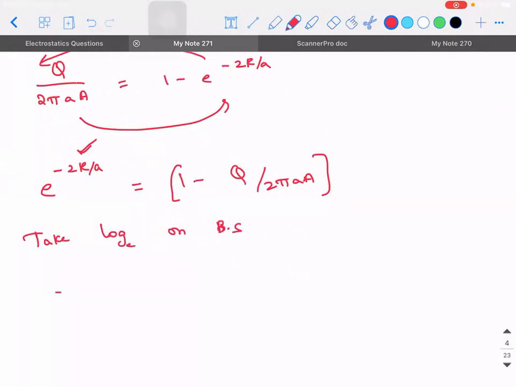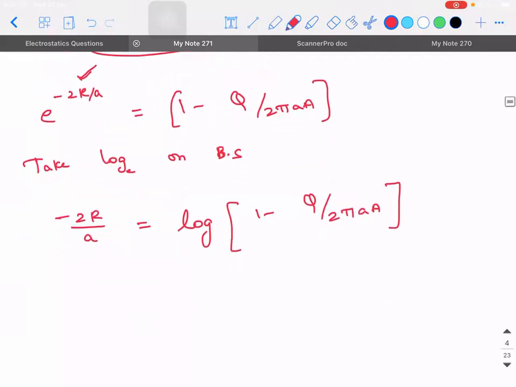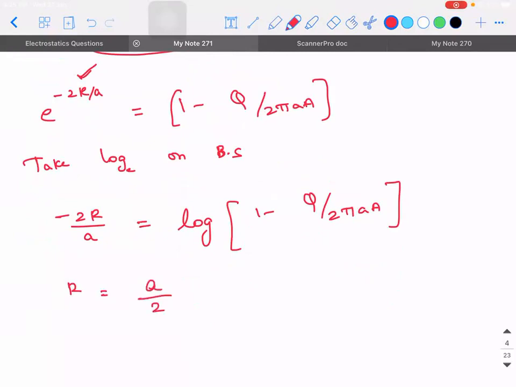If you take that, minus 2R divided by a is equal to log of 1 minus q divided by 2 pi small a into capital A. So what will be the value of capital R, guys? A divided by 2 into log of 1 minus q divided by 2 pi small a into capital A, and there is a minus sign.